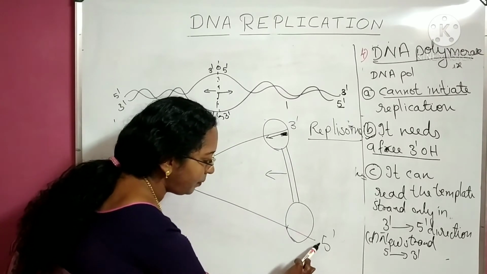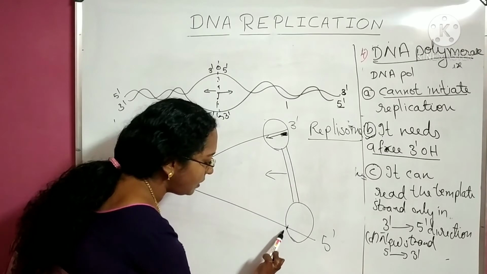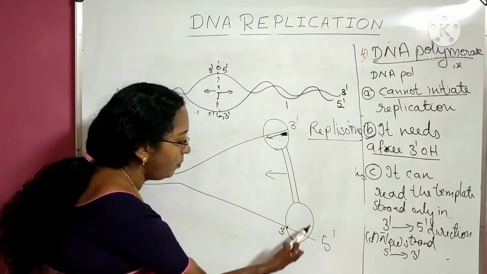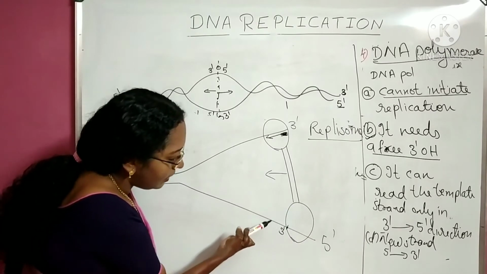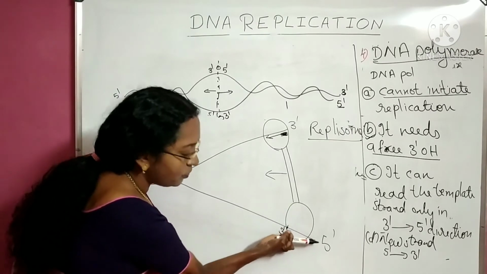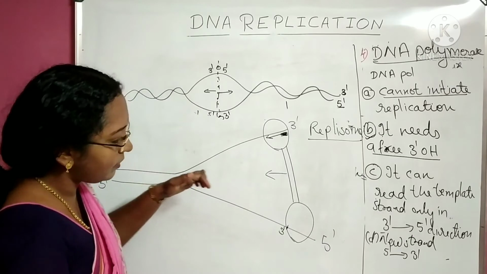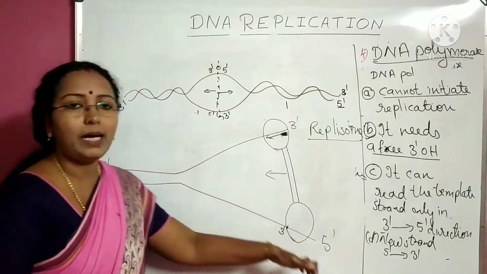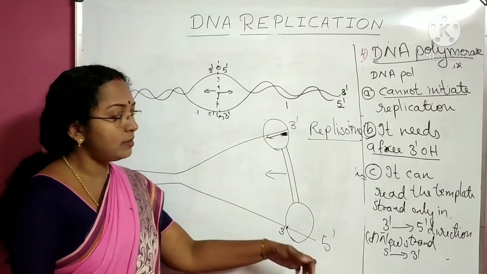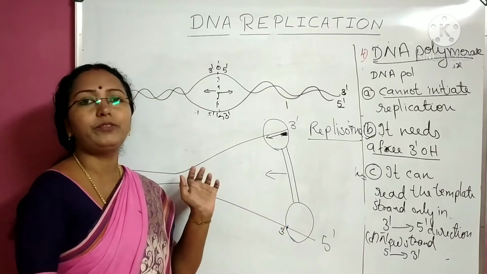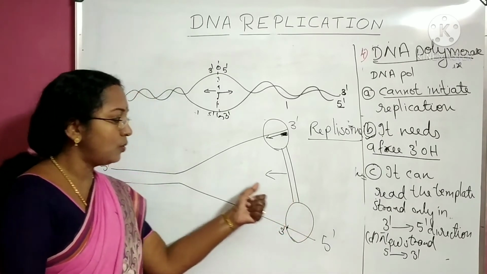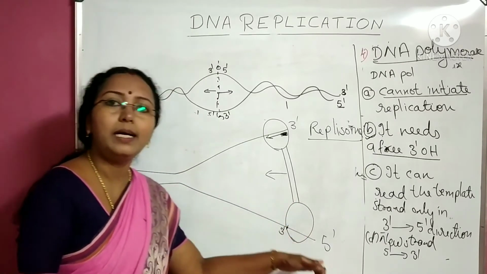So then what happens is it starts reading from this direction. If this is the 5' end, this end of the template will be the 3' end. This DNA polymerase which is present here starts reading from the 3' end towards the 5' end. So it reads like this. It has to go forward but it reads backward, because it doesn't know how to read from 5' to 3'. It can read only from 3' to 5'. So it has to go forward but it is reading backward.